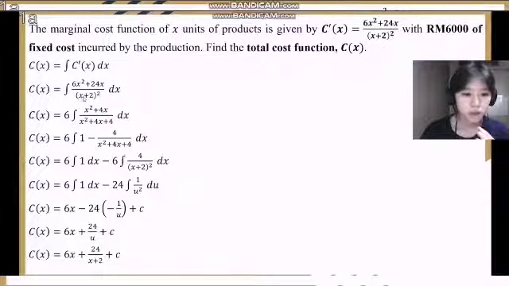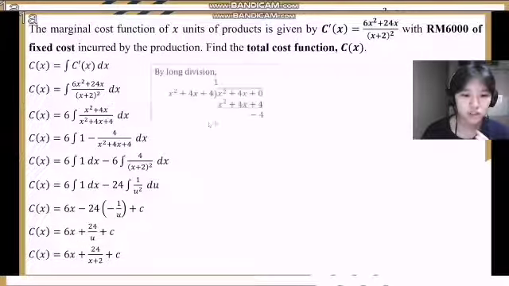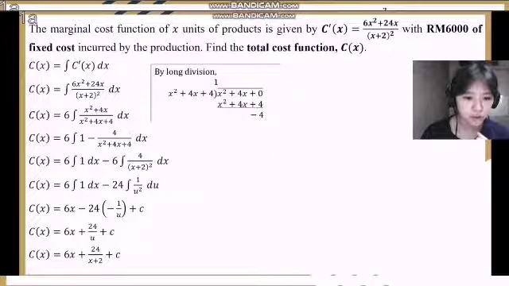First, we can expand (x plus 2) squared to become x squared plus 4x plus 4. In this case, we figure out that we can use long division. This is the result of our long division: 1 minus 4 over (x squared plus 4x plus 4). The integration rule tells us that we can separate this into two terms. This is the first term and this is the second term. This is the basic integration, so we are focusing more on this.